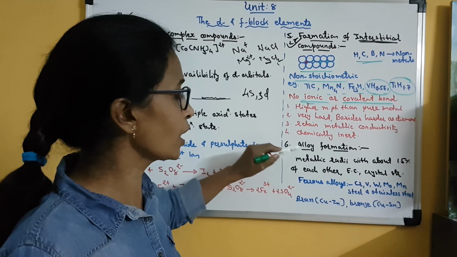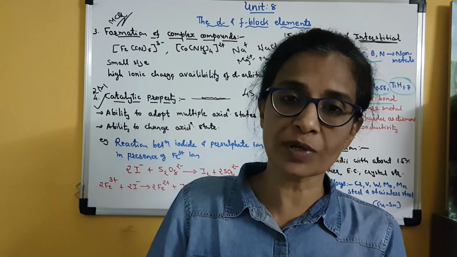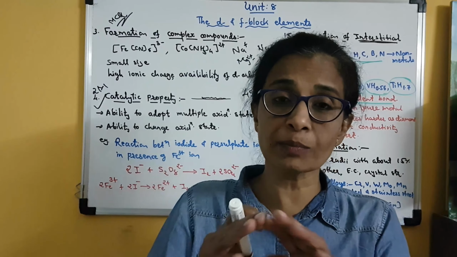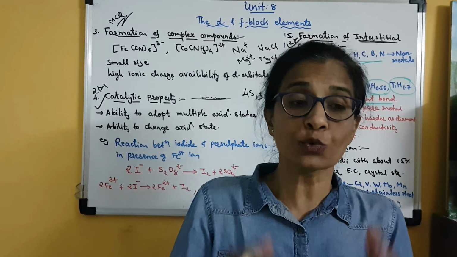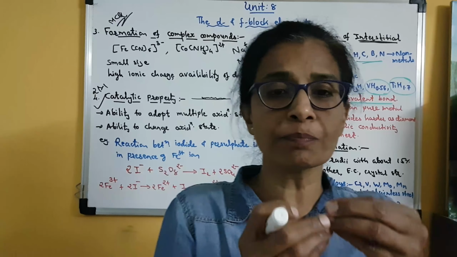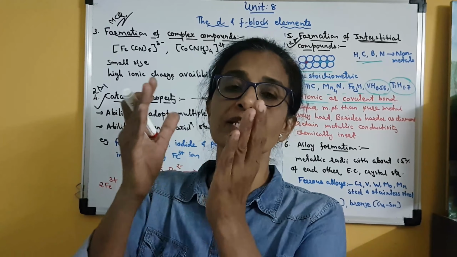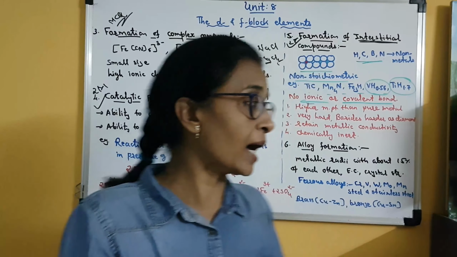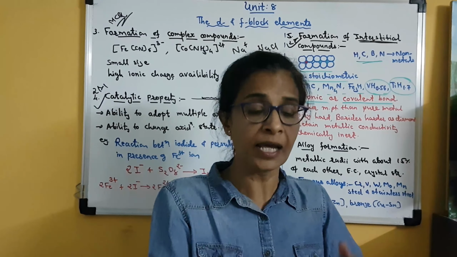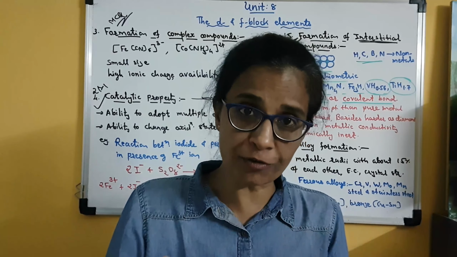Then the last topic, alloy formation. Alloys, in the chapter of solutions we have studied, alloys are the solid solutions in which solute and solvent both are solids. Clear? So when different metals, different solids, are mixed in some proper proportion, then the solution which is obtained is called alloy. See here, in interstitial compound, some new properties are added, some old properties are retained, some old properties are modified.